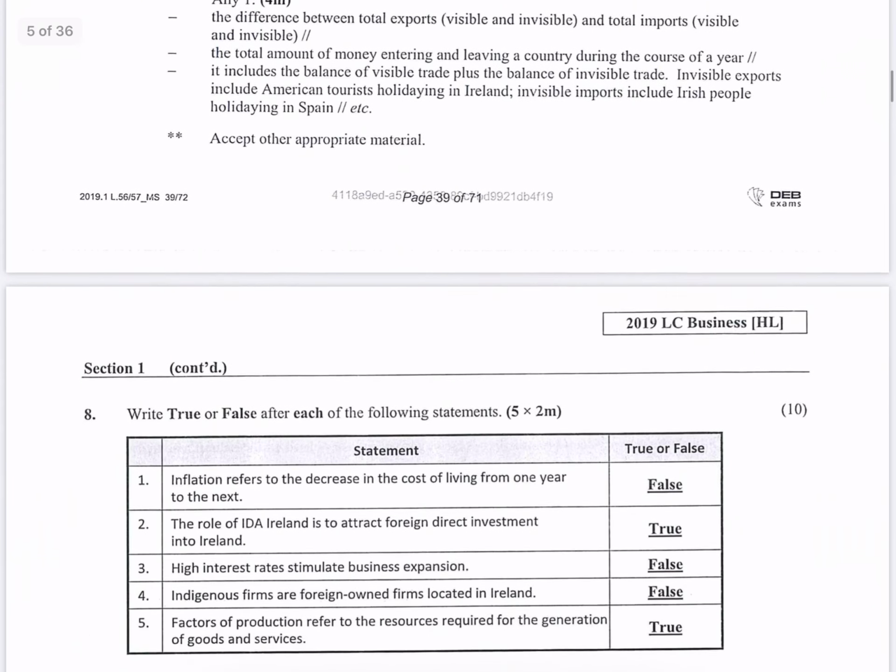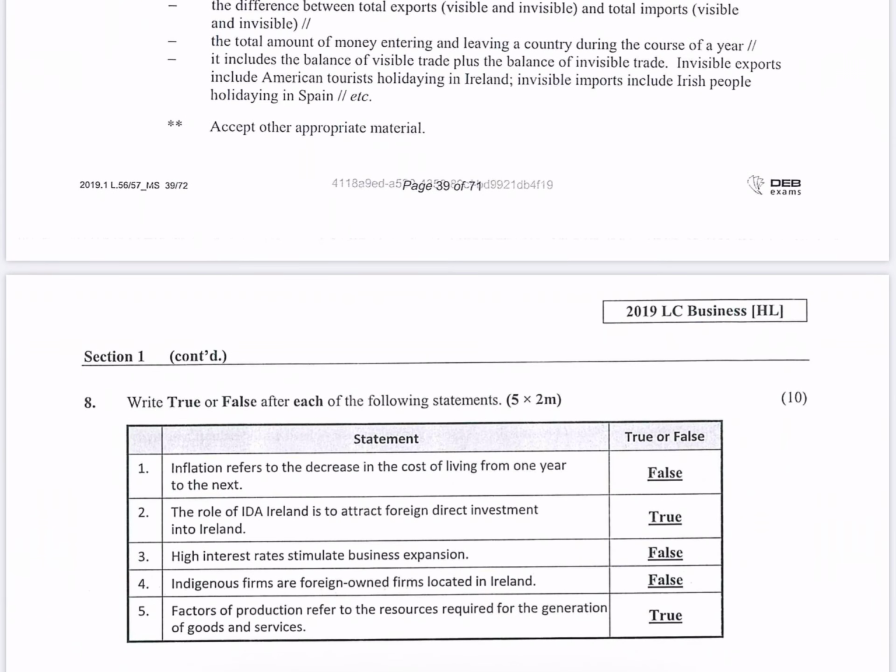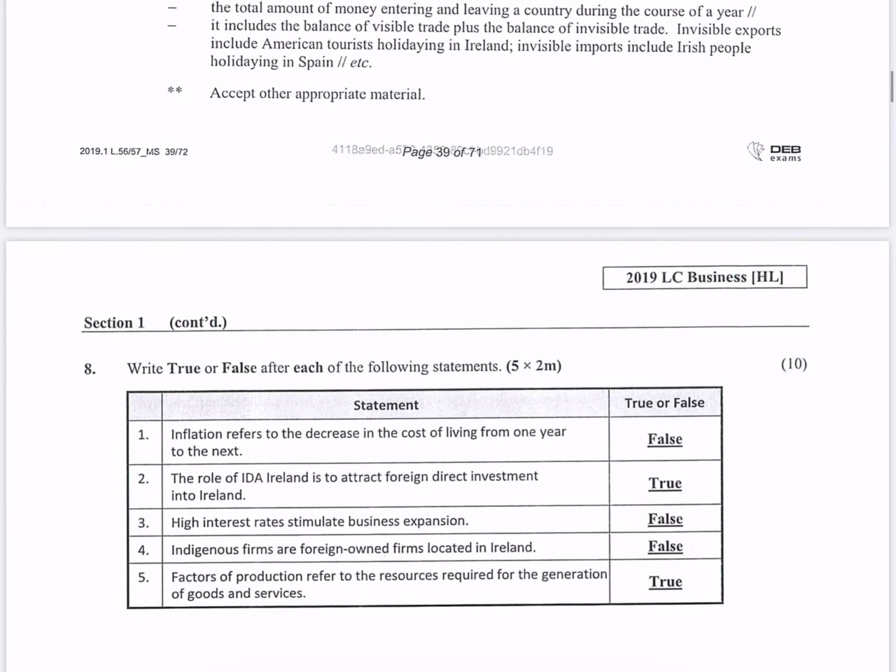Now, the next question here was a true or false question. Inflation refers to the decrease in the cost of living. Well, no, it's not. It's the increase, so that's false. The role of IDA Ireland is to attract foreign direct investment into Ireland. That, of course, is true.